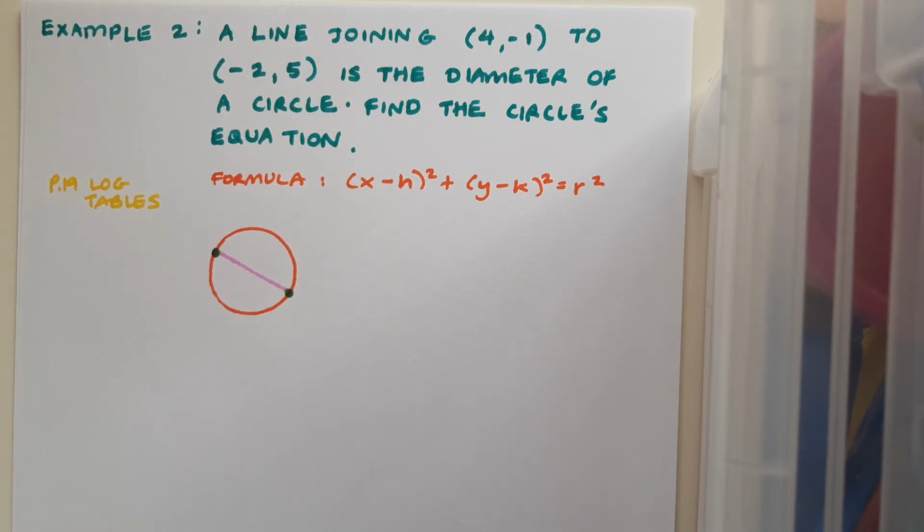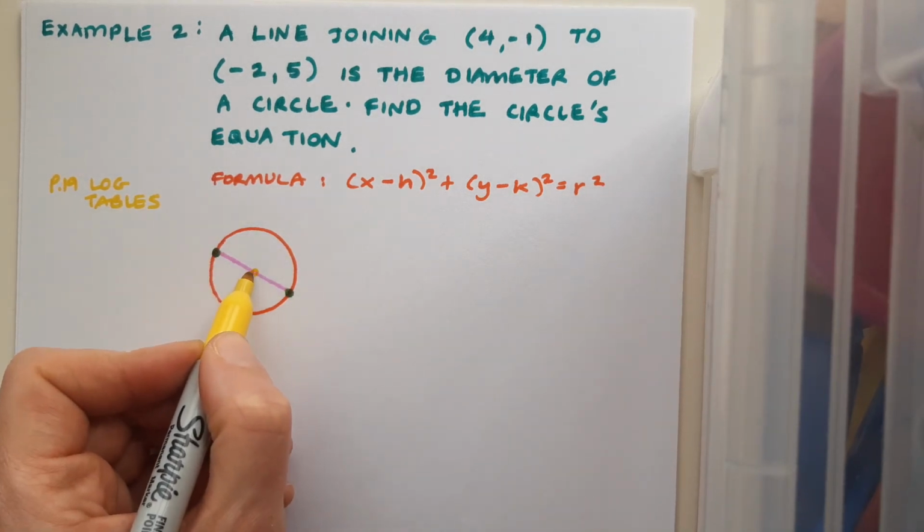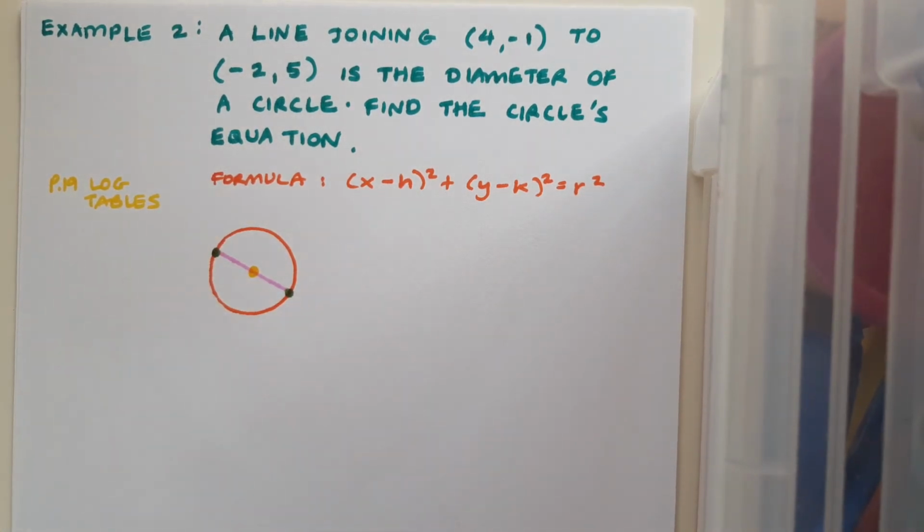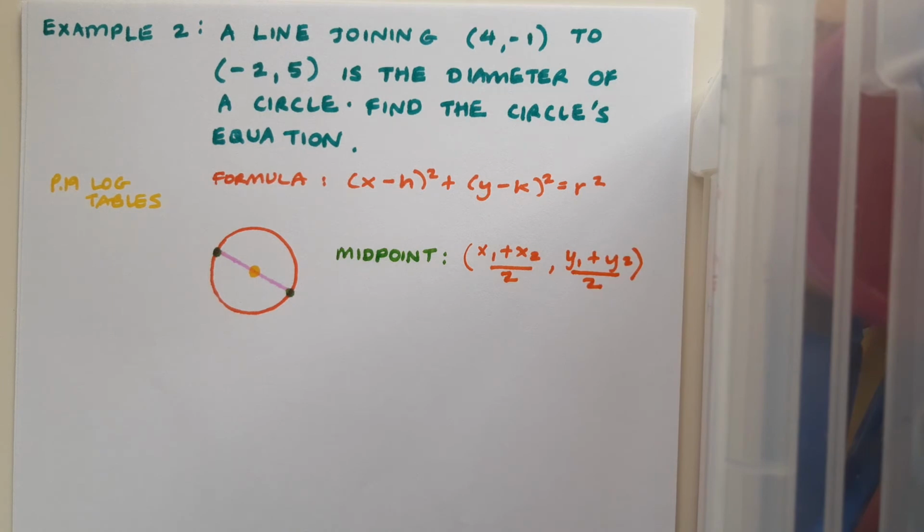Well, first of all, the centre is just going to be halfway along the diameter, and the formula I can use to find that is the midpoint formula for the line. So there's my midpoint formula. That'll give me the centre of the diameter, which is the centre of the circle.